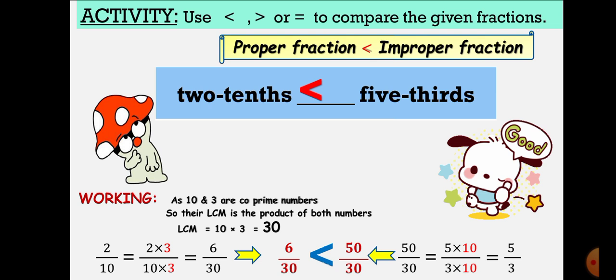The denominators are the same. The greater the numerator, the greater the value. That means 50 is greater than 6. That means 50 over 30 is greater than 6 over 30. That means 5 thirds is greater than 2 tenths. That means an improper fraction is greater than a proper fraction.